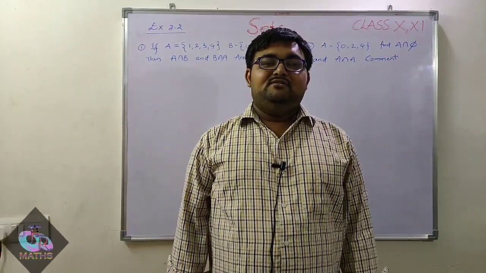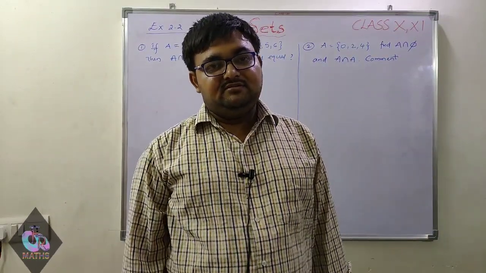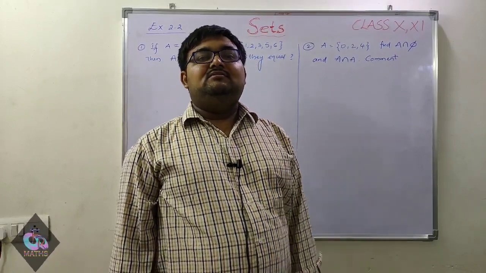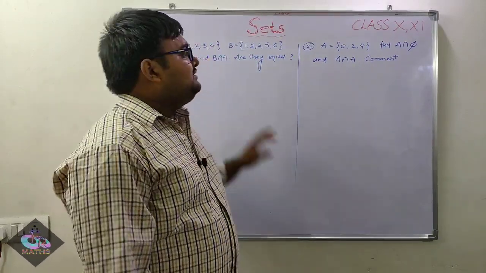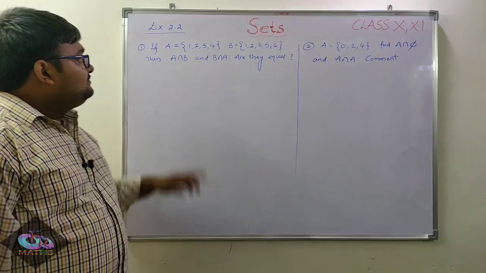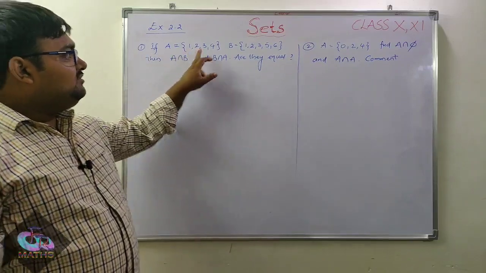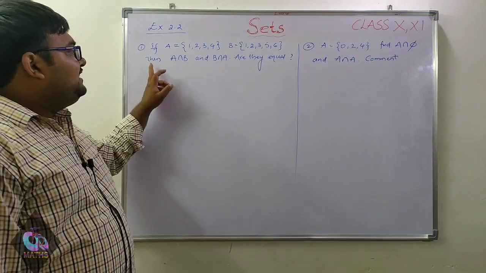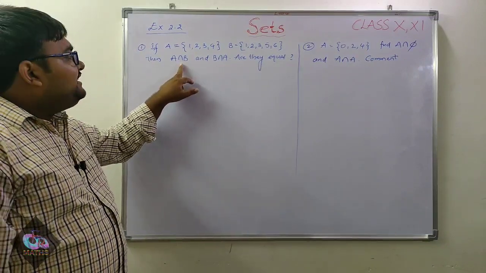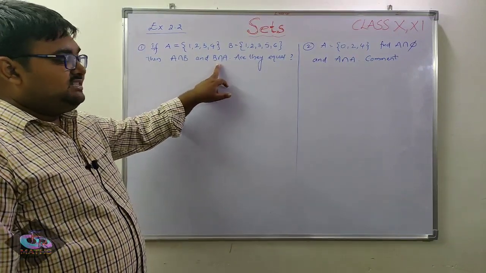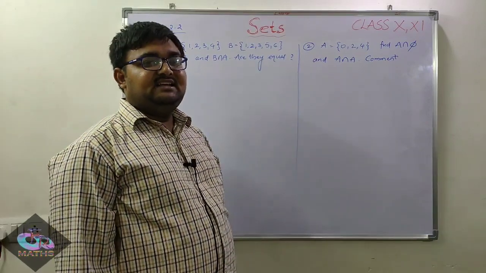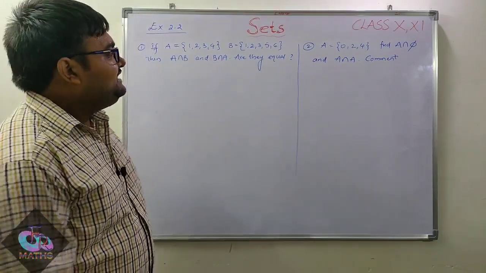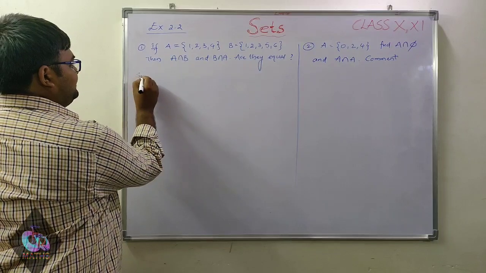So today we are going to discuss the problems related to the concepts which we have learned earlier, right? Now the first question: if set A is equal to {1, 2, 3, 4} and set B is equal to {1, 2, 3, 5, 6}, then we need to find A intersection B and B intersection A, and he is asking, are they equal? So let us see the solution of this.